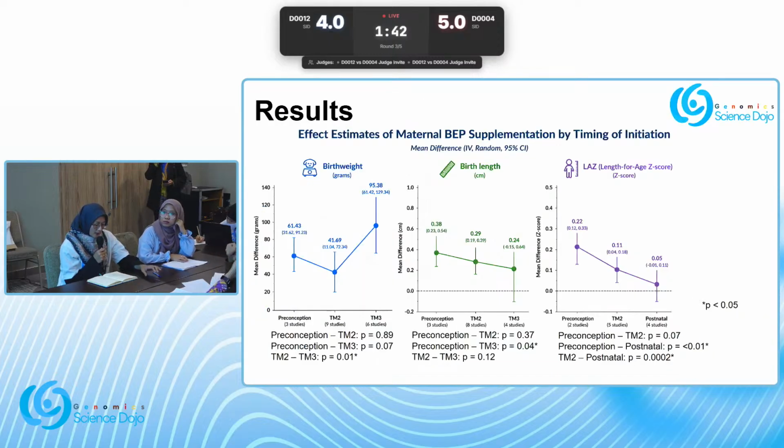Overall, BEP supplementation improved infant anthropometric outcomes, but the magnitude of the benefit differed according to timing. For birth length, supplementation initiated at preconception resulted in significantly greater improvement than supplementation in the third trimester. For length-for-age Z score, both preconception and second trimester supplementation produced significantly greater improvement than postnatal supplementation. And for birth weight, larger effects were observed among studies initiating supplementation during the third trimester.